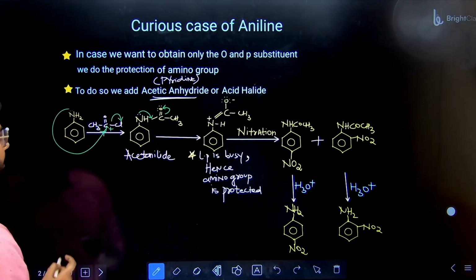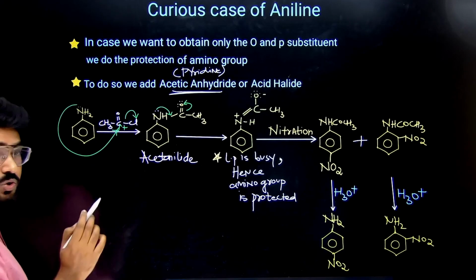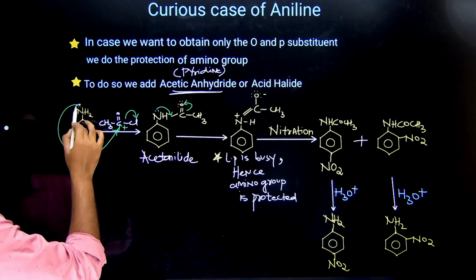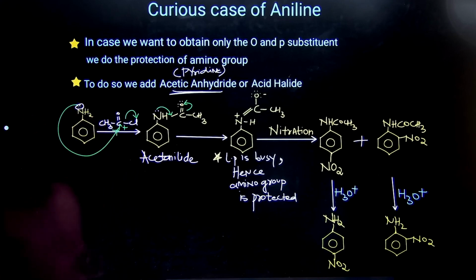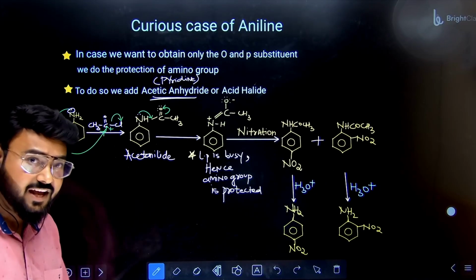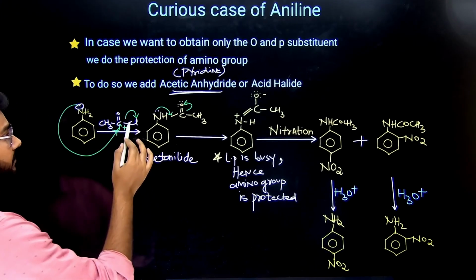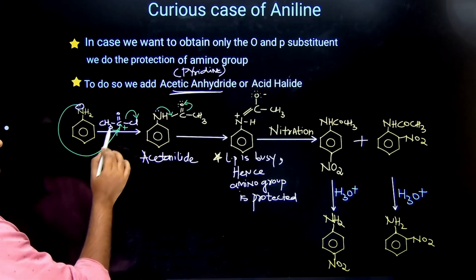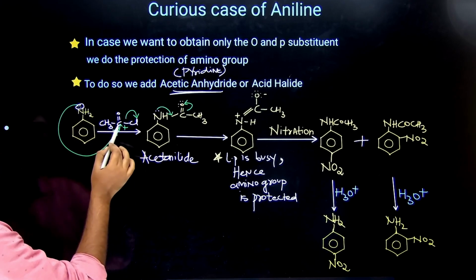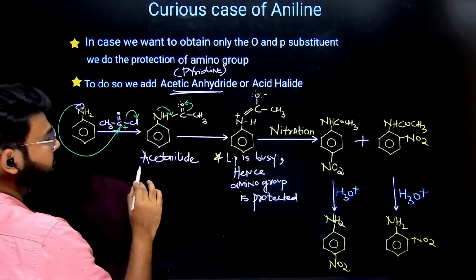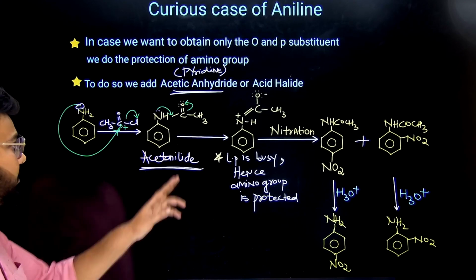So what is going to happen now? Understand, when we add the acid halide, the lone pair of the aniline will attack the carbonyl carbon. And then what will happen? We will get something like this. First of all, chlorine, being more electronegative, will take up the sigma electrons. Then the plus charge will be on the carbon. This lone pair will come here, and then you will get something called acetanilide. You can see that.